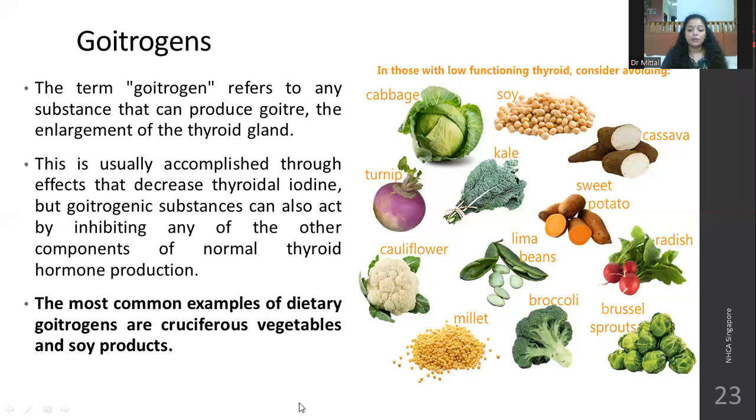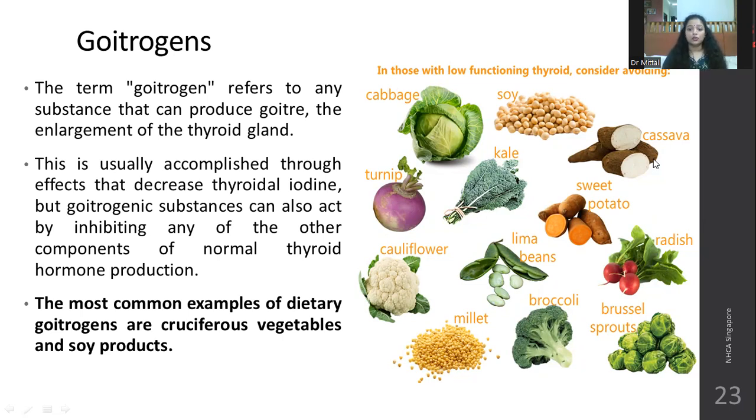So some common examples of dietary sources that have goitrogens are all your cruciferous vegetables and soy products. Examples shown on screen: cabbage, turnips, kale, cauliflower, beans, millets, broccoli, Brussels sprouts, radish, sweet potato, tapioca. Cassava is another name for tapioca.